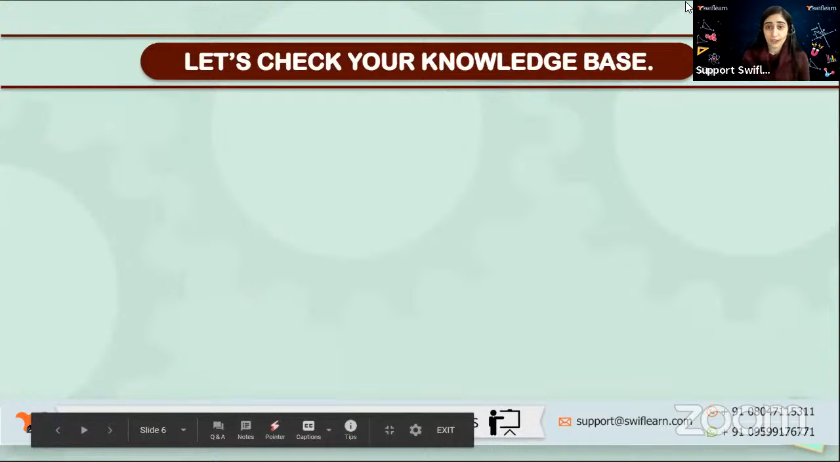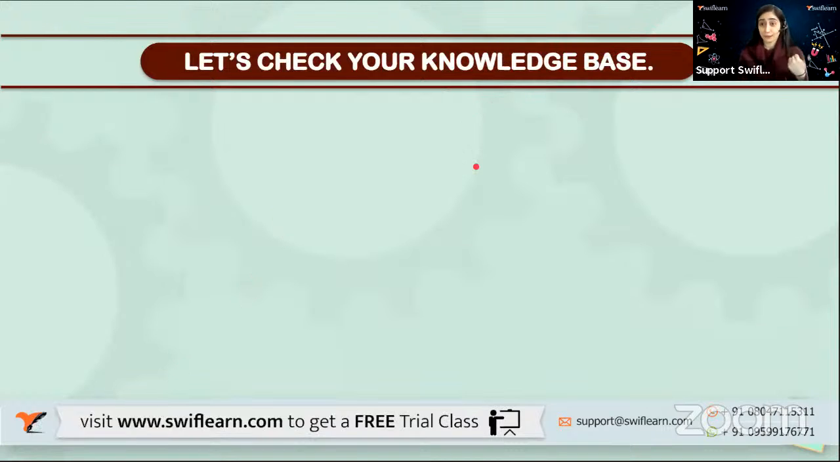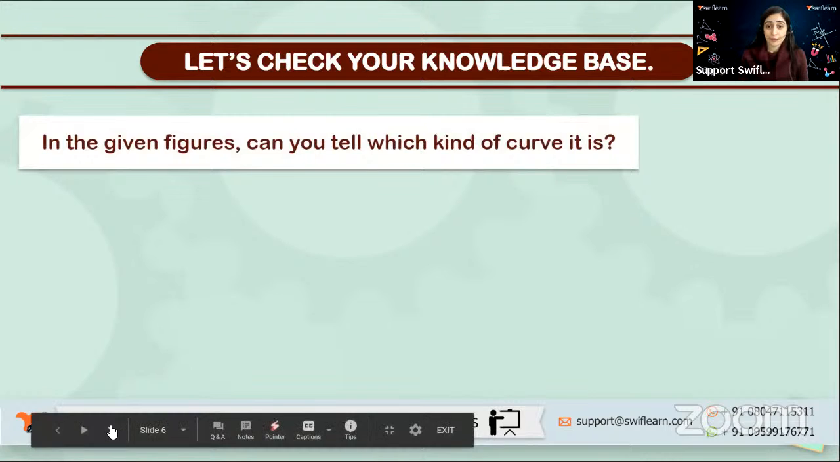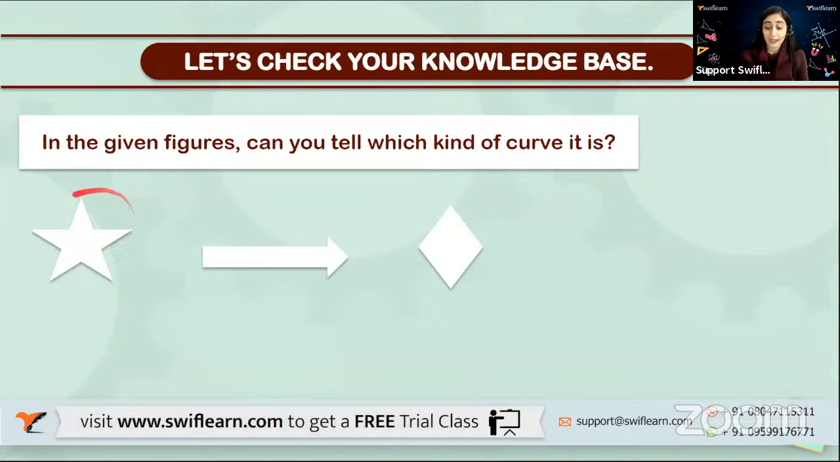Let me check your knowledge. Let me know, have you gone through the first video? Do you understand what we have taught you? Here are some questions for practice. I'll give you a figure, and you have to tell me which kind of curve it is. Look at this figure and kindly comment in the chat box which type of curve it is.